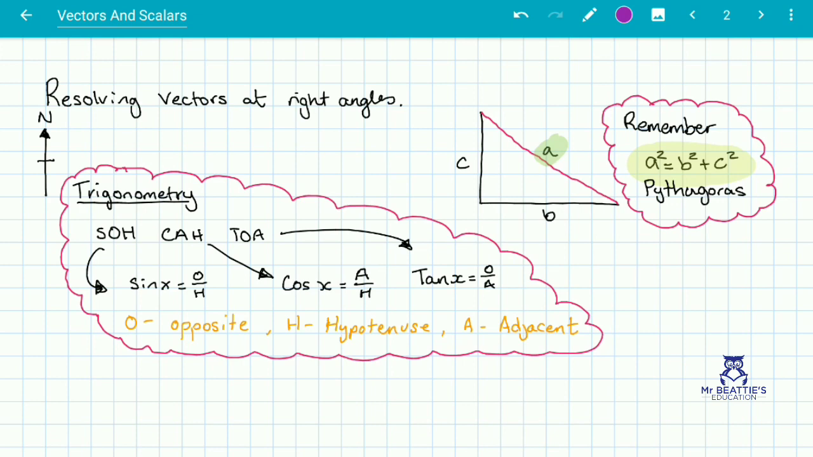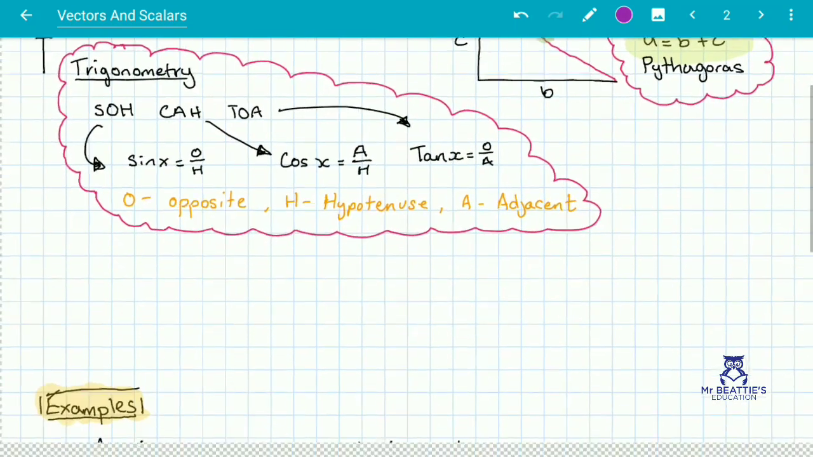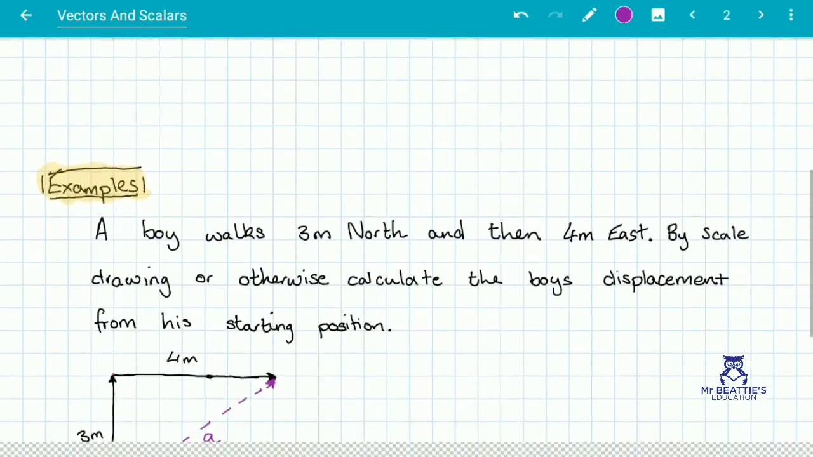Now, I tend to use tan more than any of the others in this, but I'll explain why when we get to a question. So we are going to be solving problems using these two equations. Okay, so let's take a look at our first example and get stuck right in.